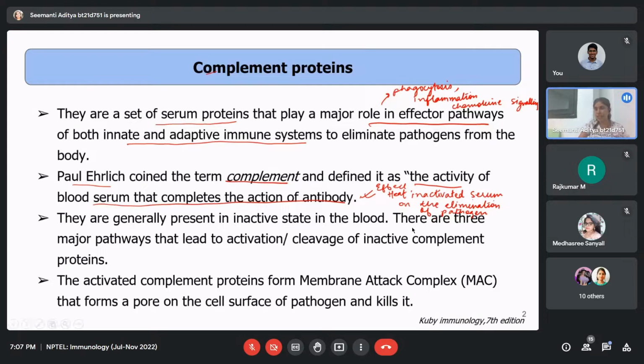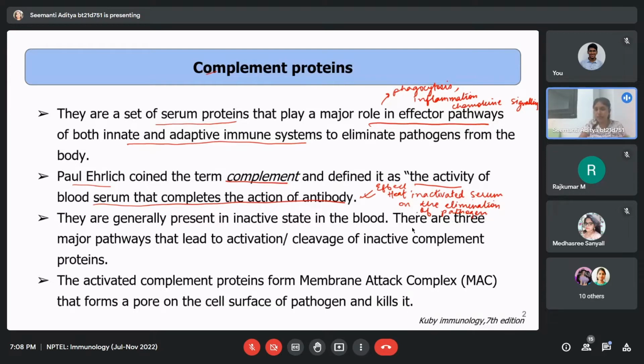Serum contains antibodies. Antibodies are proteins and they get denatured or rendered inactive by heat. When they incubated heat inactivated serum with a pathogen, the pathogen was not eliminated. But when they combined the heat inactivated serum with normal serum that was not heat inactivated, and checked the effect of the combination on the pathogen, they could see that the pathogen gets eliminated.